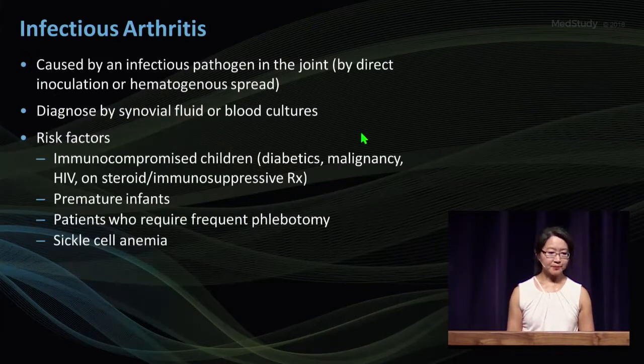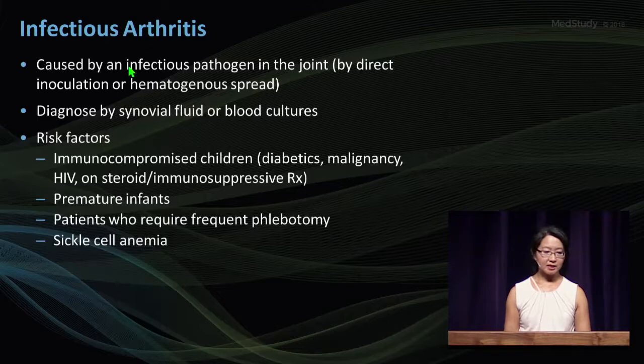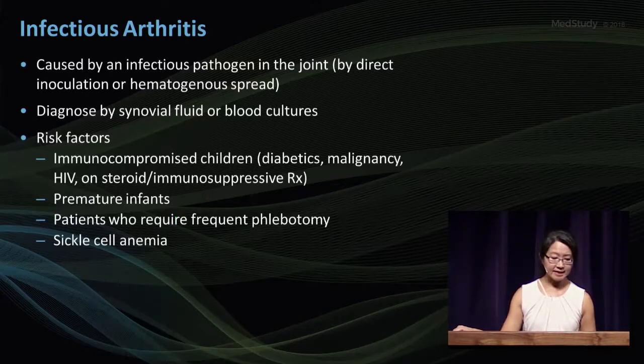Infectious arthritis. Now, infectious arthritis is caused by a pathogen, a bacteria or a virus in the joint. It can be caused by direct inoculation or hematogenous spread. It's diagnosed by synovial fluid or else blood cultures. Risk factors are patients who are immunocompromised. They could be immunocompromised from HIV or AIDS, or from what we use with our DMARDs and biologics. But diabetes and sickle cell anemia can also confer a risk for infectious arthritis.